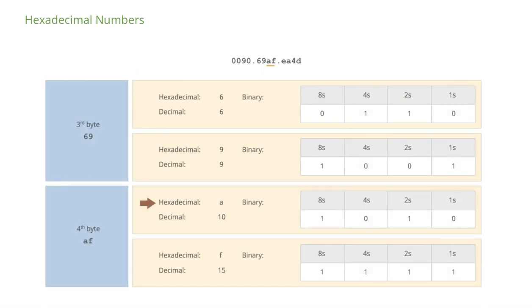We just learned that the hexadecimal symbol A is equivalent to the decimal value of 10. Therefore, the binary equivalent of hexadecimal A means that the 8's place and the 2's place must be turned on. We also learned that hexadecimal symbol F is equivalent to decimal 15. Therefore, the binary equivalent of F means that the 8's place, 4's place, 2's place, and the 1's place must all be turned on.